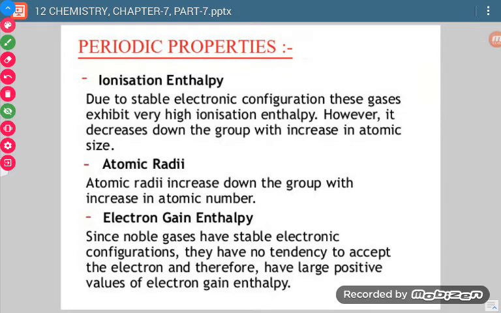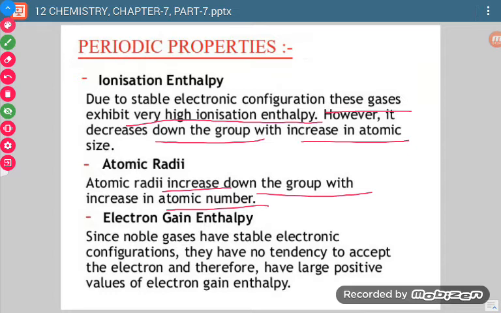Okay, now if we talk about periodic properties, first of all let us discuss ionization enthalpy. Due to stable electronic configuration, these gases exhibit very high ionization enthalpy. Now see, they have the most stable form of configuration, so if we want to remove one electron, then we have to give a lot of energy. So it means the ionization enthalpy value will be very high. Okay, and as we move down the group, its value will decrease because there will be an increase in size. Similarly, atomic radius increases from top to bottom with the increase in atomic number. The reason is the increase in main energy level.